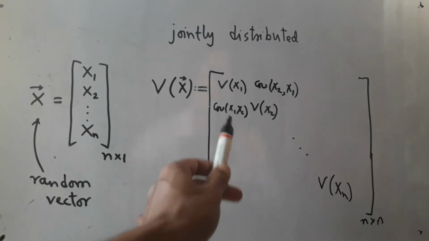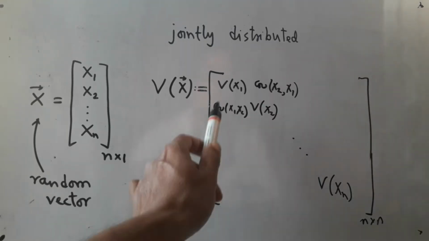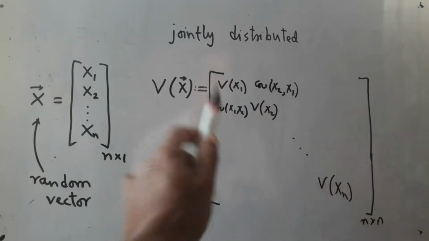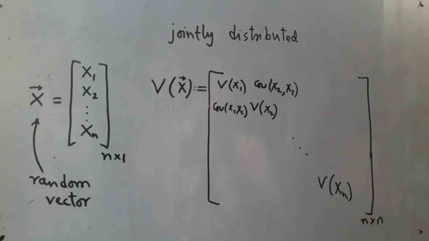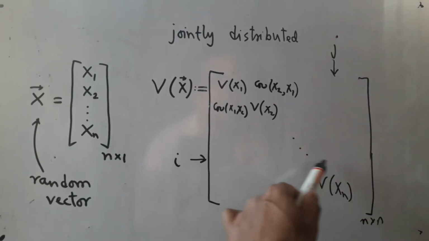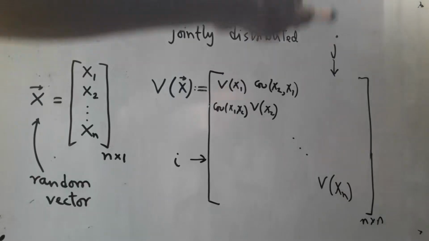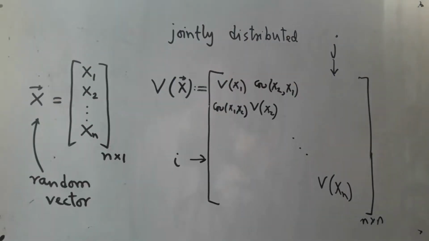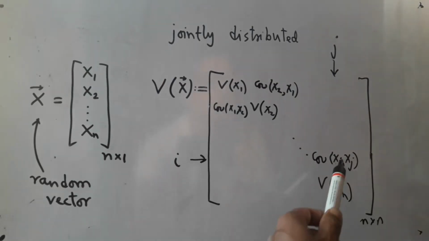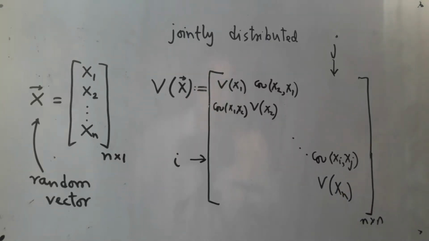Now, since the order here does not matter, this covariance is actually equal to that covariance. And in general, if you consider the ijth entry, the entry in ith row and jth column, then it is covariance of xi and xj. And as I said already, even if I swap this order, it will not change. So this matrix is a real symmetric matrix.